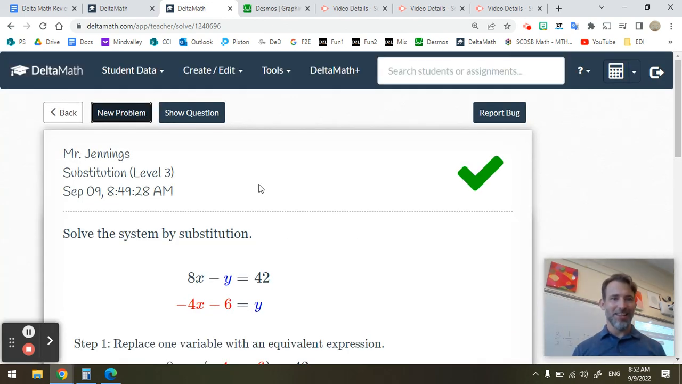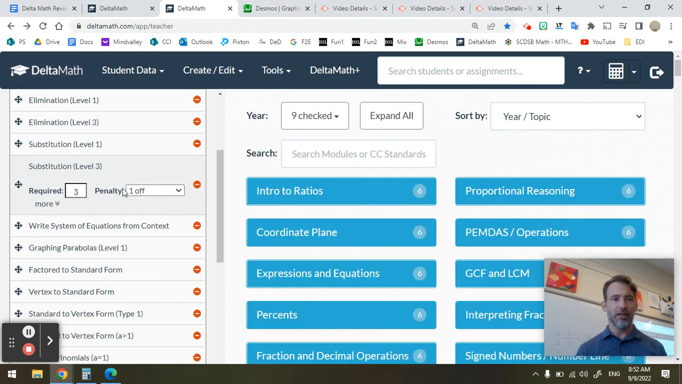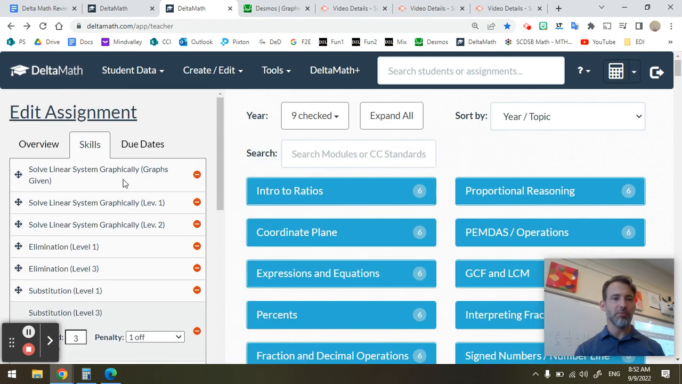Hurrah. All right. So this is solving linear systems algebraically. Any questions, hit me up by email or come find me.